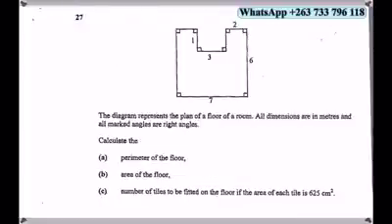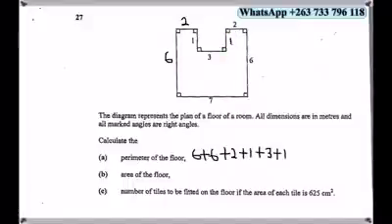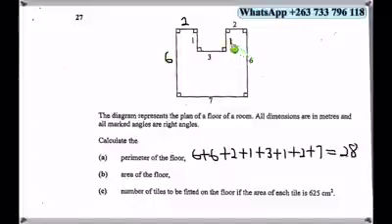Then on number 27, which is the last number, the diagram represents a plan of a floor of a room. All dimensions are in meters and all marked angles are right angles. So find the perimeter of the floor. So you must know that this is 7 meters. Therefore, if this is 3, this is 3, this is 2, this is 2 to make 7. And this one is 1, this one is 1. Therefore, we are going to add everything here. This is 6, this is 6, this is 2, this is 2, this is 1, this is 1, this is 3, and this is 7. We add that, this will give us 28.